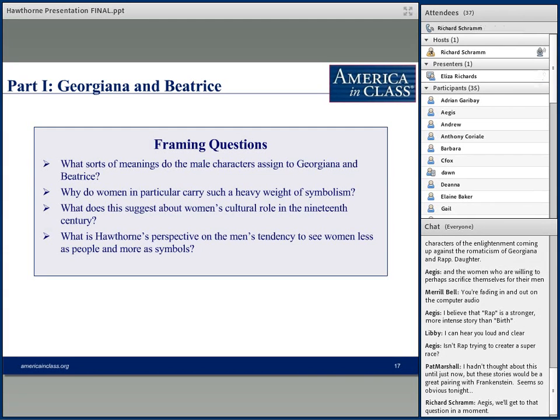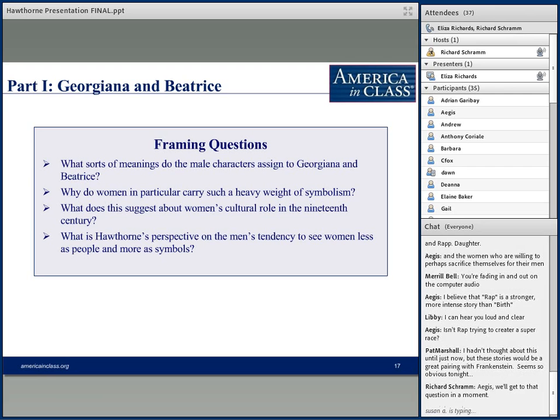And that's different than what are their inherent characteristics? How do they see the women? What do women in particular, why do they carry such a weight of symbolism? Because they're doing an awful lot of work in the men's imaginations. And why is that? Why aren't they creating male figures? Why are they creating female figures? What does this suggest about women's cultural role in the 19th century as distinct, if maybe continuous, with today?